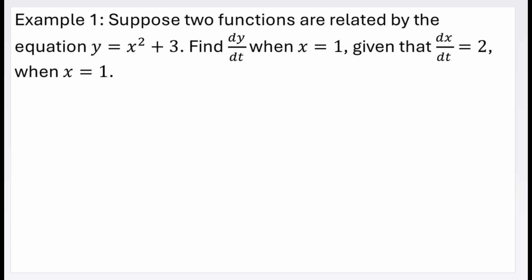So when you read this problem, we have: suppose two functions are related by the equation y equals x squared plus 3. Find dy/dt when x equals 1, given that dx/dt equals 2 when x equals 1. Now, you may be thinking, there's no t's in this equation. So related rates is about finding a rate. So what we're actually finding is how y is changing with respect to t, which is time.